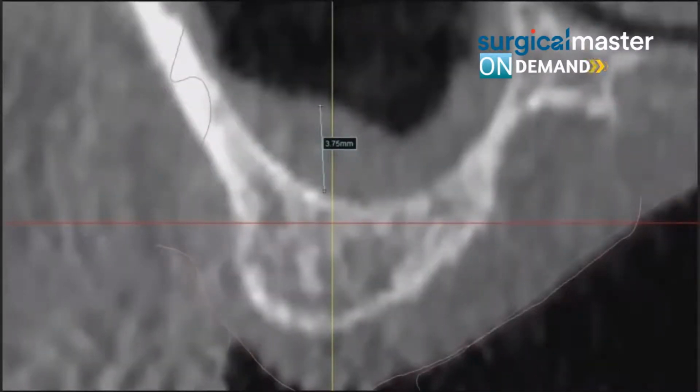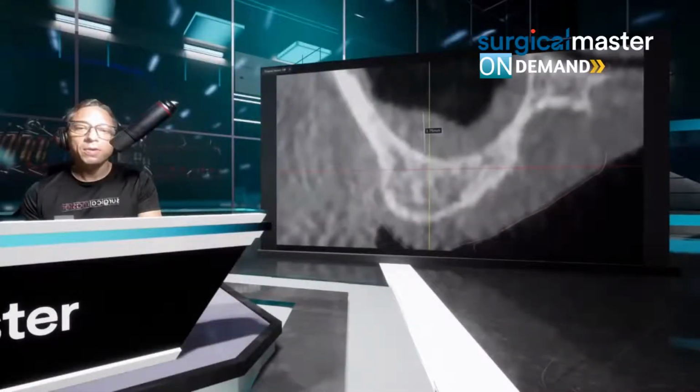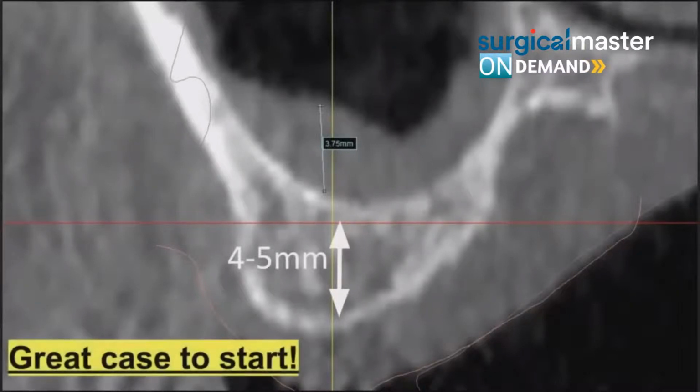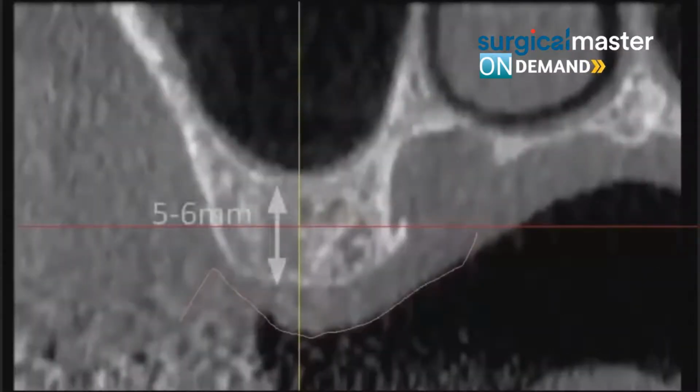Here's another case that is great to start with, where the membrane is actually 4 or 5 times thicker than the norm. It's almost 4 millimeters in thickness. The chances of you perforating are very low. Even if the ridge is only 4 or 5, you can easily lift this ridge to 8 millimeters and get your 5x8 molar implant in there. So this is another great case to start. A little bit less bone, but more membrane.